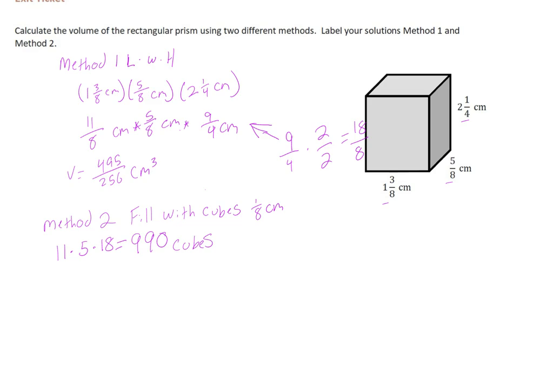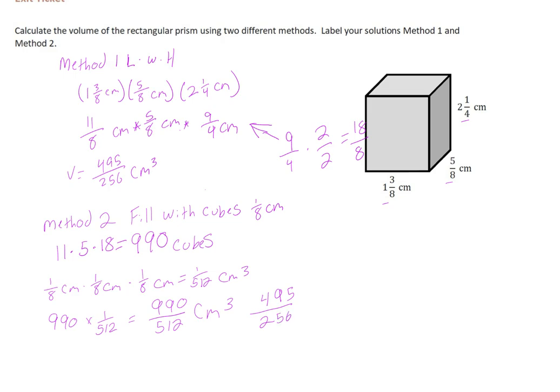And then we find that the volume of each cube is 1/8 of a centimeter. So we're going to multiply 1/8 together 3 times. That gives us 1 over 512 centimeters cubed. Now we are going to take the 990 cubes and multiply it by the 1 over 512, which gives us 990 over 512 centimeters cubed. If we simplify, it gives us 495 over 256 centimeters cubed, which makes both of our answers the same.